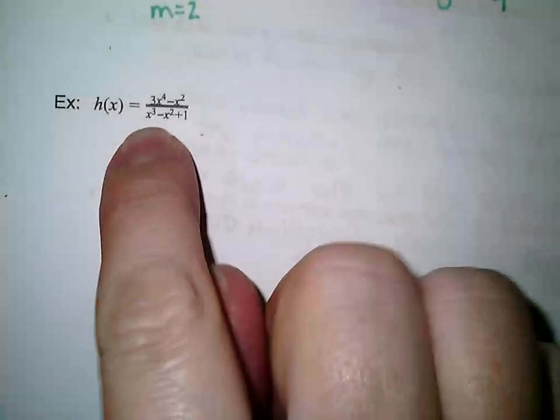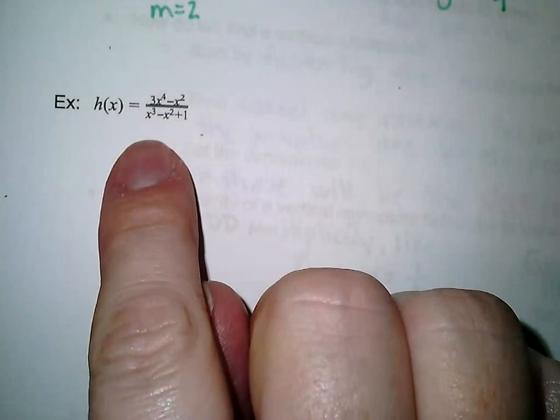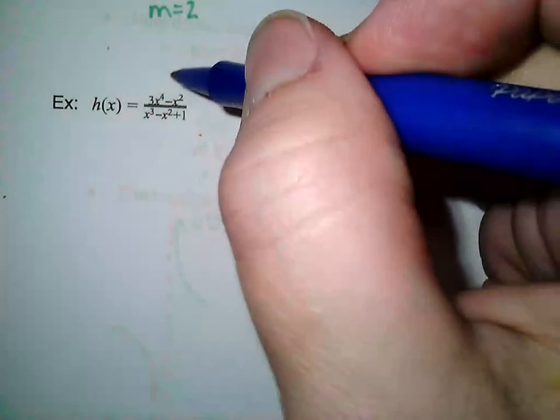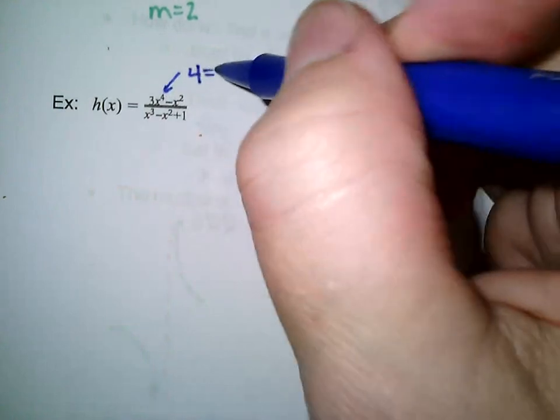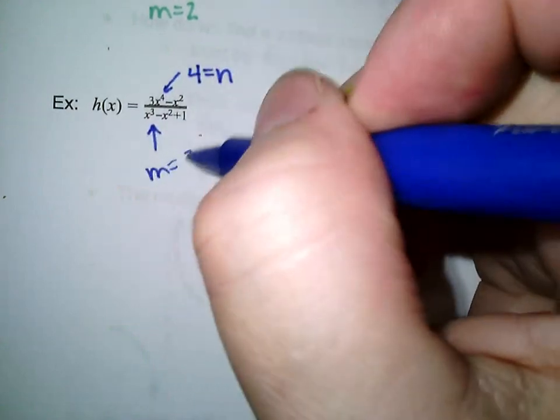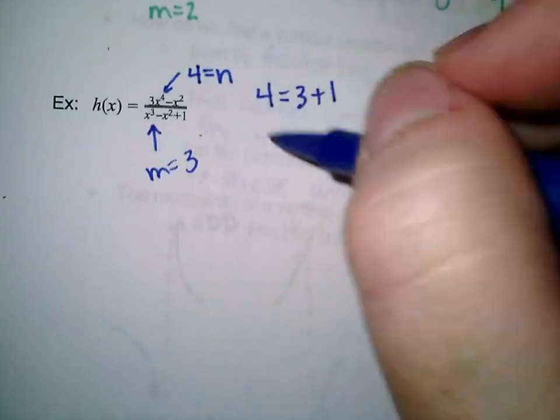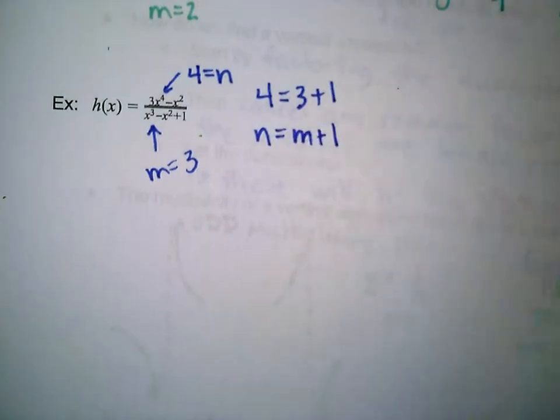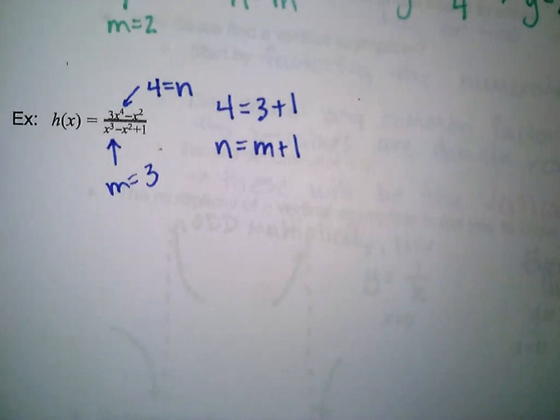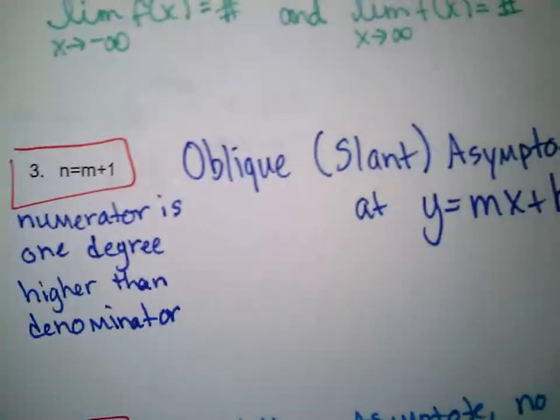Next up, we've got the degree of the numerator is 4, the degree of the denominator is 3. So that's telling me the degree of the numerator is 1 higher than the degree of the denominator. So here, that's n, m is 3. So I've got 4 equals 3 plus 1. So that's where we get this, which is going to be that oblique or slant asymptote. And that means we have to do long division.